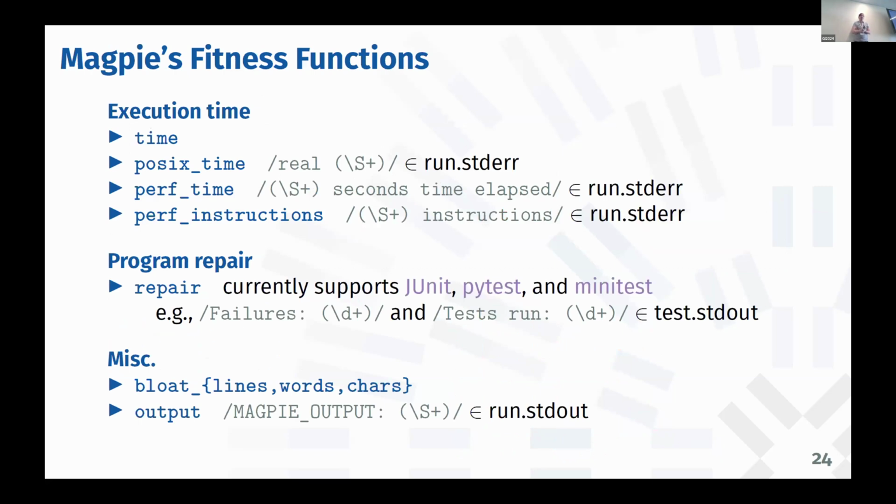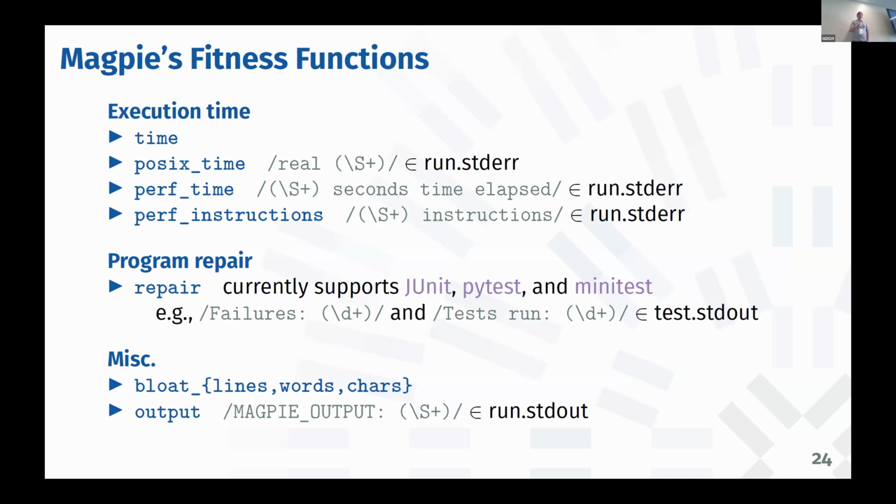Magpie provides several fitness functions. Most of them are related to execution time, and we will see them afterwards. One of them relates to program repair, and there are a few others. The one thing that we want to take from this slide is basically that a fitness function is something that you read from the output, from either the standard output or the standard error. You need to configure it, but basically it's something that happens after everything is completed successfully, hence the success in the previous slide.